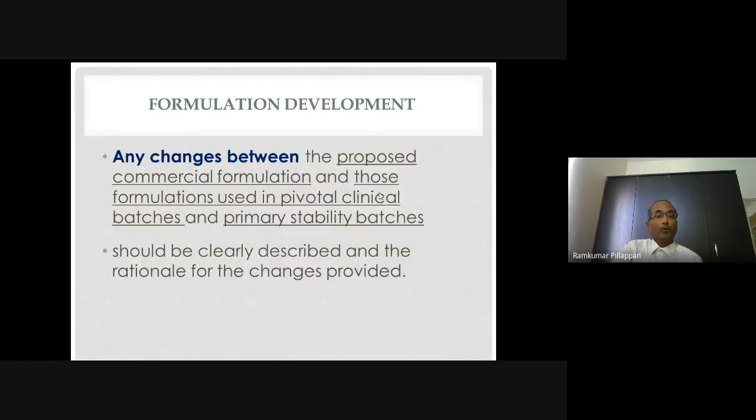Any changes between the proposed commercial formulation and the clinical batches should be avoided, and should be minimal, and if unavoidable, should be explained with a rationale for why the change is required. Generally, no industry makes any changes at this stage, right from pivotal batches to stability batches to the commercial batches. Why? Because many times the regulator may doubt that we are changing many things after approval, unless there is a minor change or a valid scientific reason for changing. But it is up to the regulator to allow you whether such changes are acceptable in terms of quality.